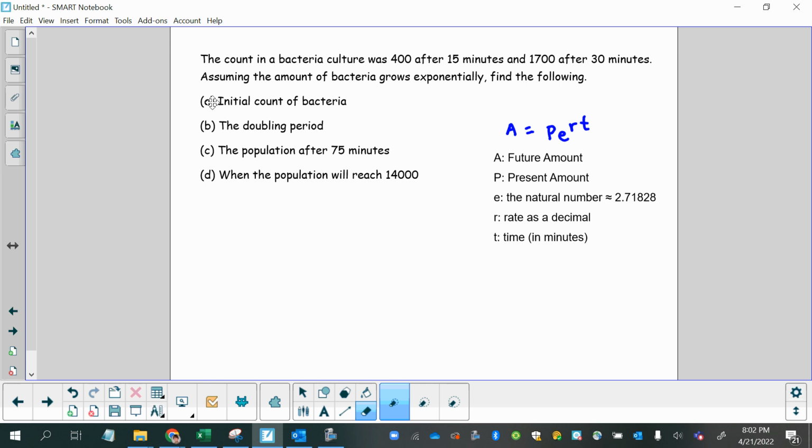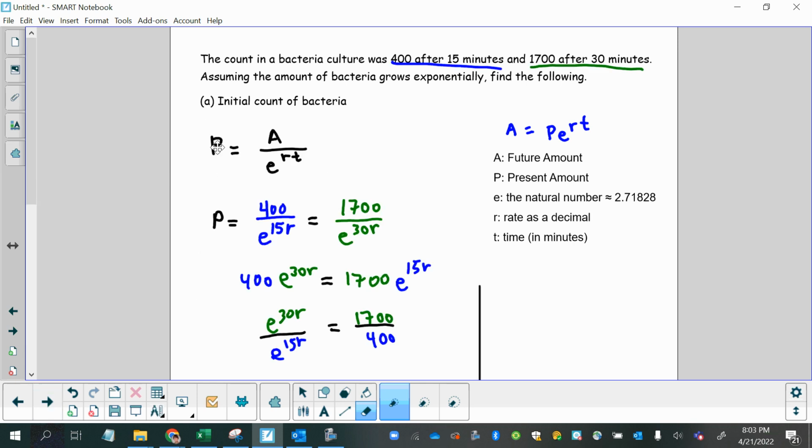First we're asked to find the initial count of the bacteria, which would be your present amount, P. If we take this formula and solve it for P by dividing e to the rt on both sides, we get P equals A, the future amount, divided by e to the rt. Now I have 2 sets of information that I can use to make 2 versions of the P amount with respect to the information given.